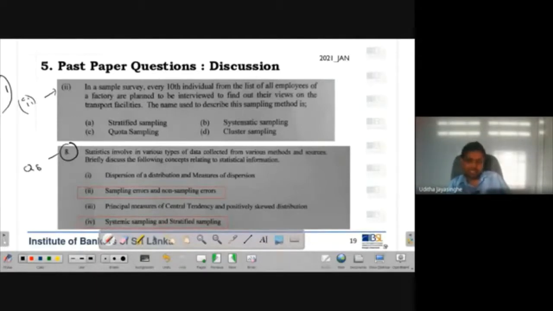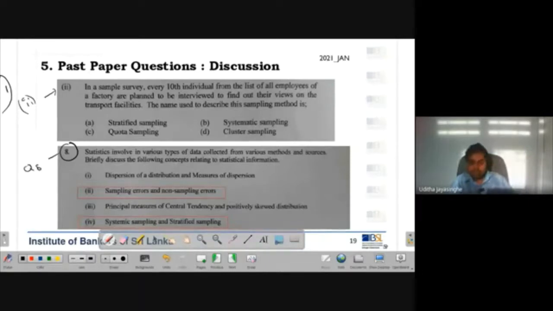Having said that, let's read the question and we'll try to come up with an answer. Let's take question number 2 again. Firstly, that means question number 1, part number 2. Now, is it a compulsory or elective question? It's a compulsory question. Okay. In a sample survey, every 10th item from the list of all employees of a factory is planned to be interviewed to find out their views on the transport facilities. Okay, every 10th individual from the list of all employees.